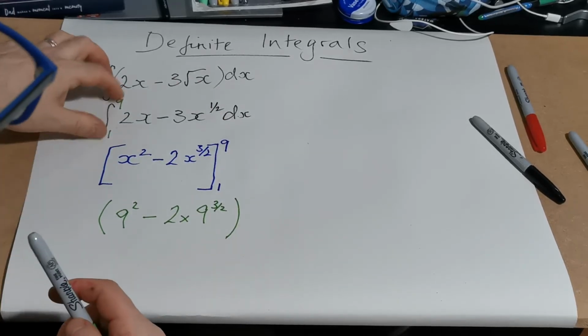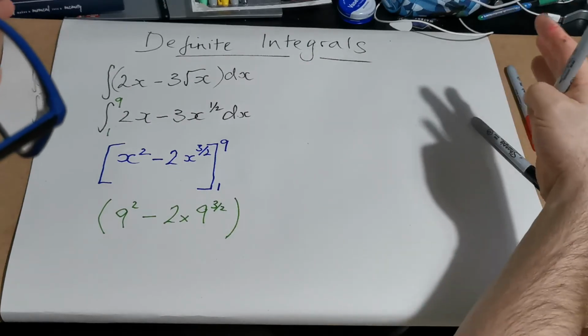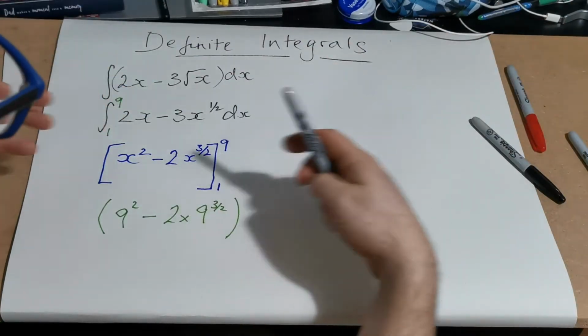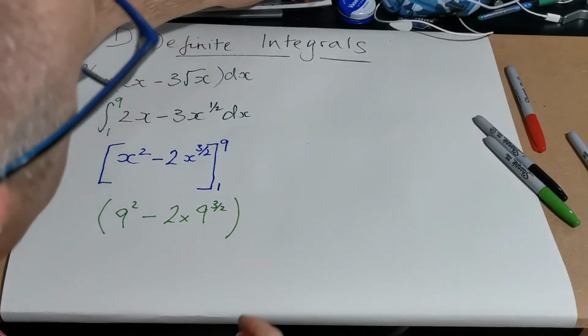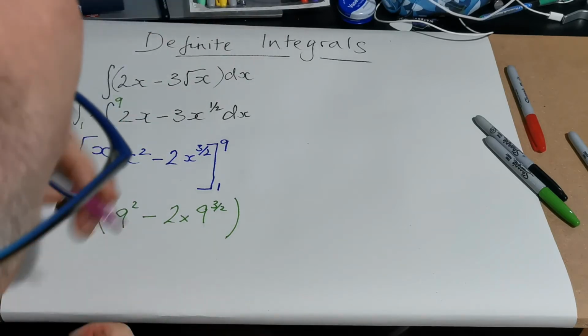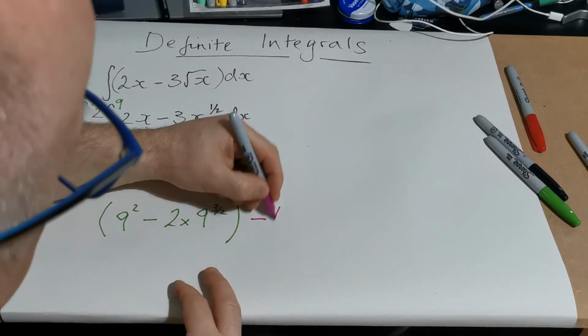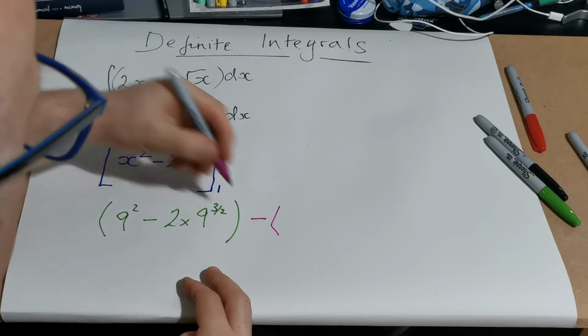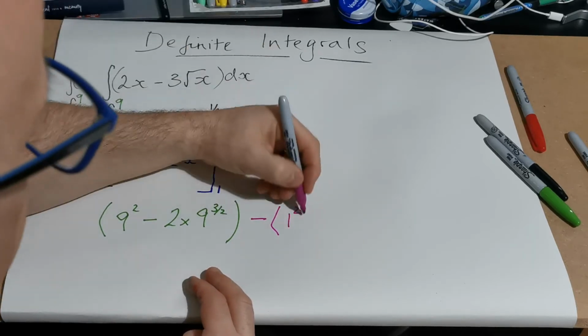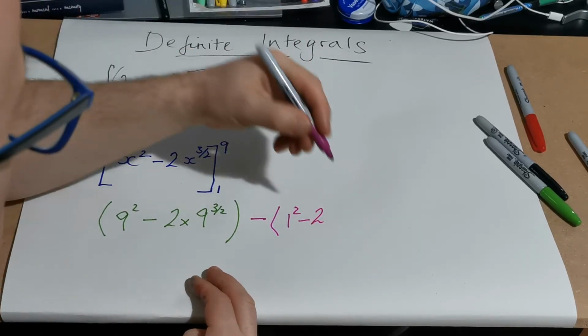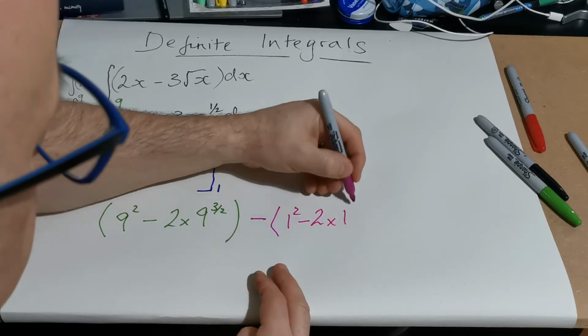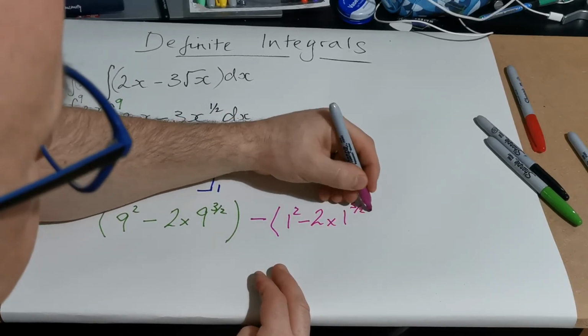And then because these are limits and they're like on either side of things, we're finding the difference between the two. And the whole idea of difference points me to a subtraction. Then I'm going to substitute 1 in. So 1 squared minus 2 times 1 to the 3 over 2.